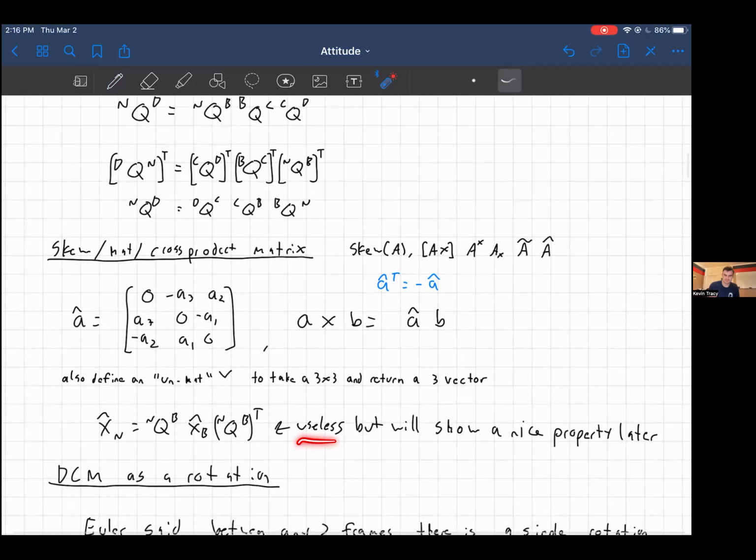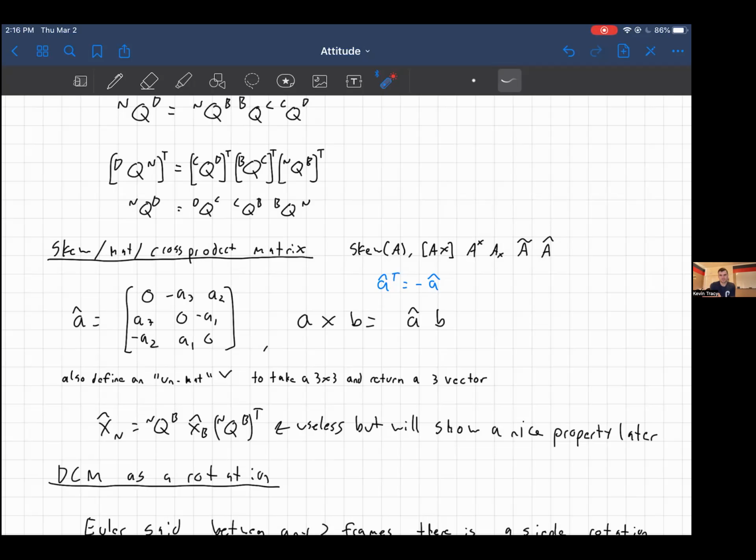Yeah, so I made a note here. This is totally useless. So do not feel like you ever have to do this in your code, but it will show us a nice property later on. So then let's go into a more interesting discussion of everything I've described about rotation matrices.